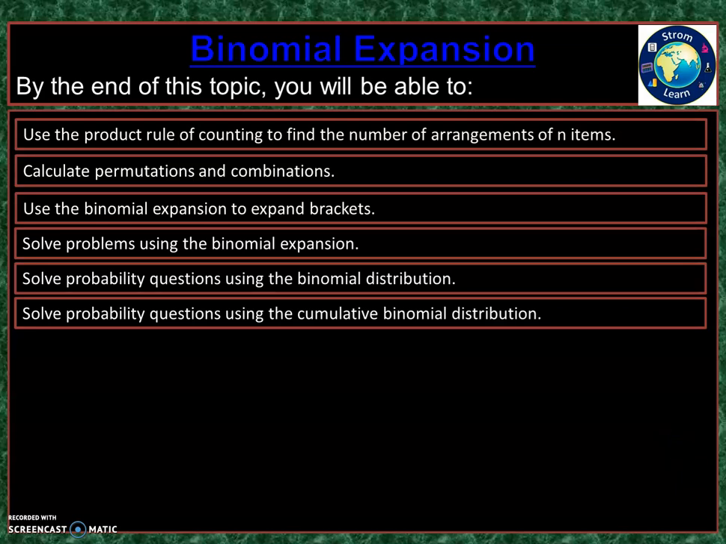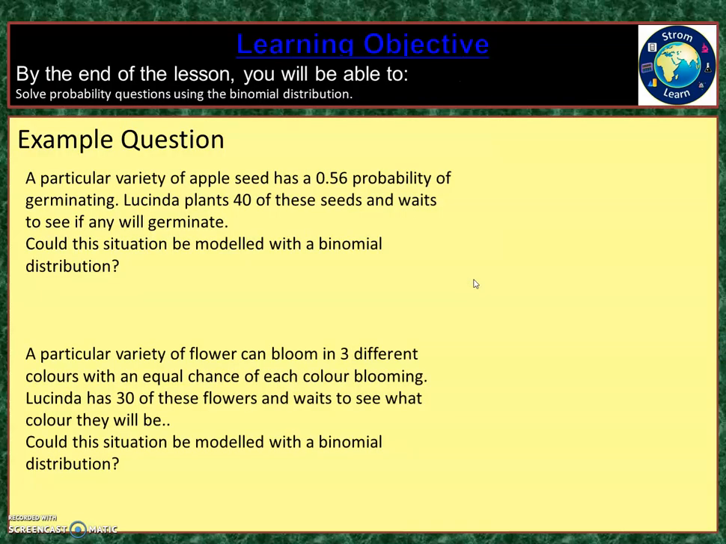Hello and welcome to the fifth video in this series on the binomial expansion, and in this video we're going to be looking at the applications of the binomial expansion to help us look at some probability questions. And we're going to look at the binomial distribution. So we've got a couple of questions here. We will look at these in a moment. First of all, we're just going to consider what is meant by a binomial distribution.